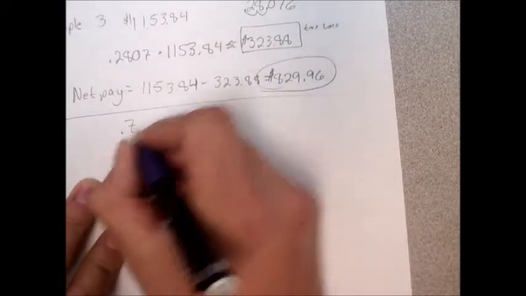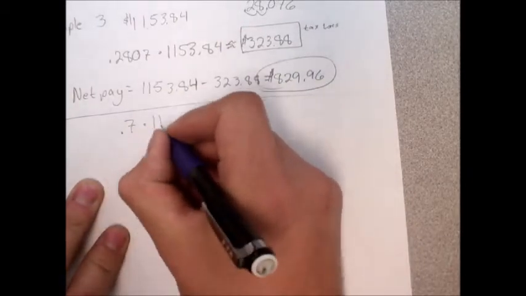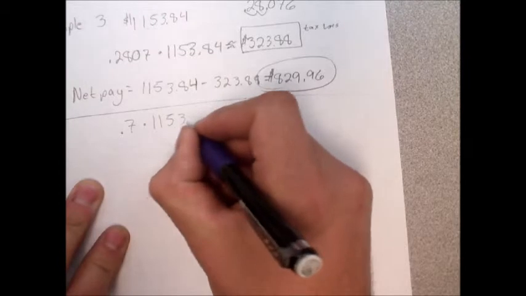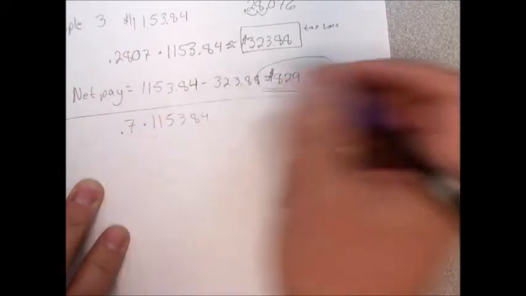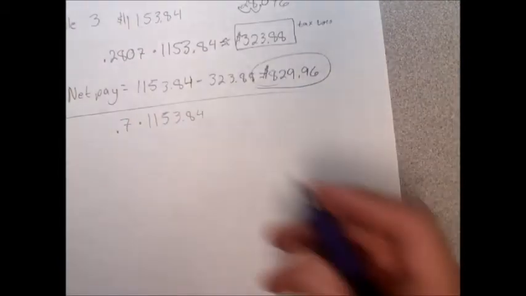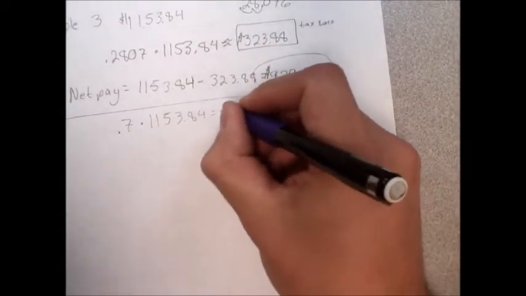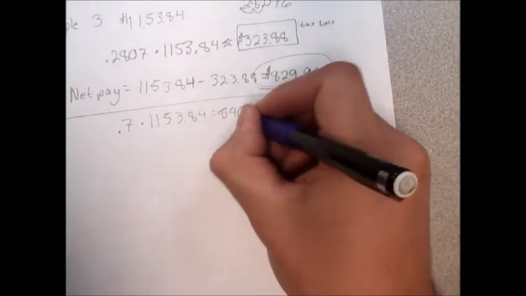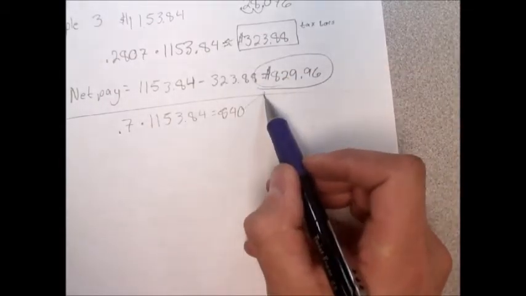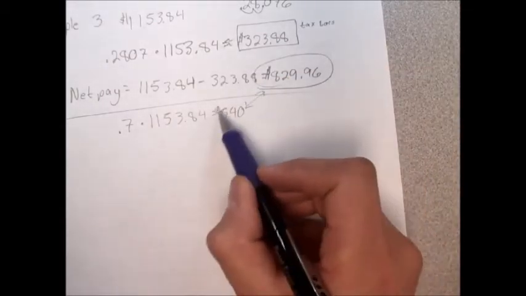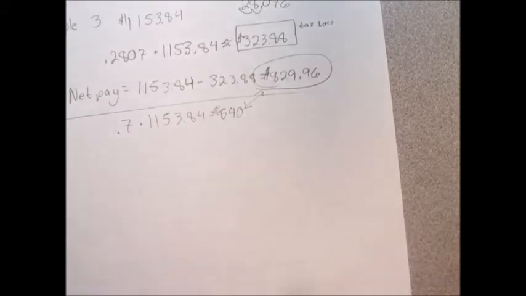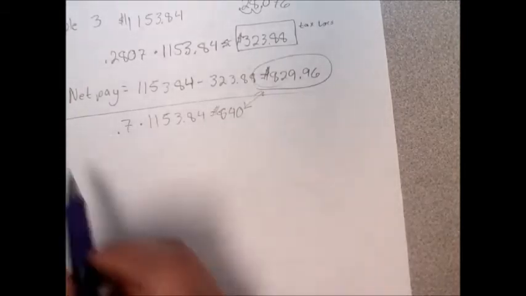She's going to keep 70% of her total amount of money that she earned, which was $1,153.84. And when I multiply that out, I get 840. Now, remembering that I did an approximation, these two numbers should be close. If they're close, you probably did it correct. Okay? So this is just a quick way to check and make sure that I did it right. Any questions there?